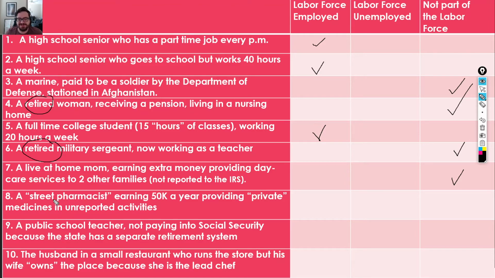A street pharmacist earning $50,000 a week providing private medicine in unreported activity. Same as 7 from the standpoint of they're not in the labor force. Not the same ethically, but same idea when it comes to are they working or not.